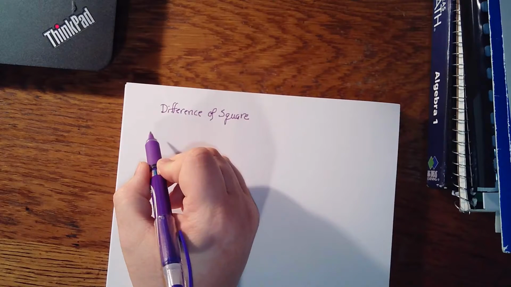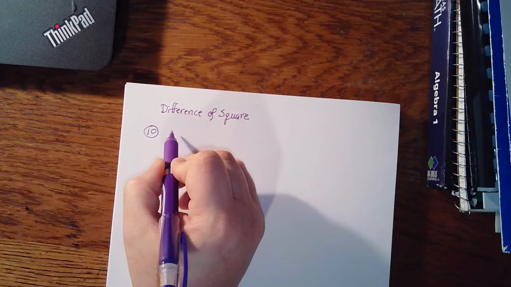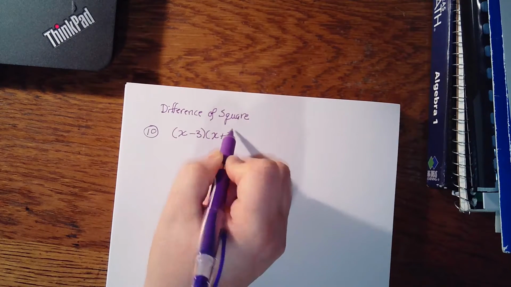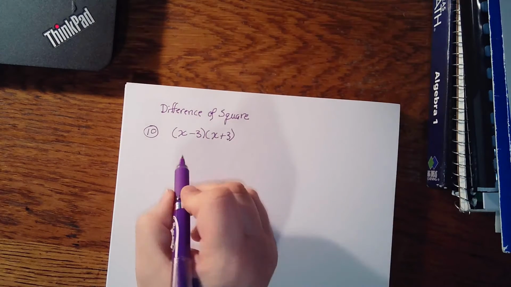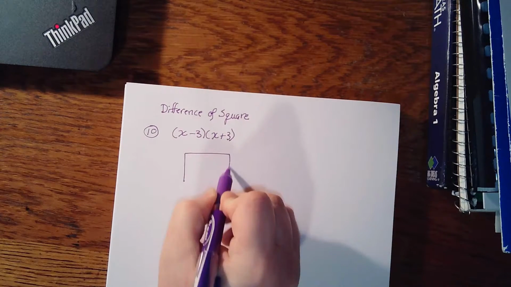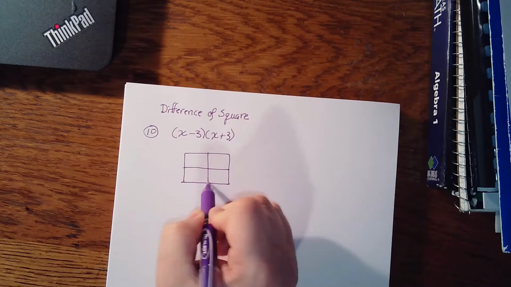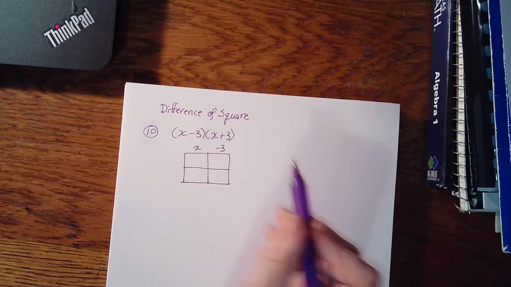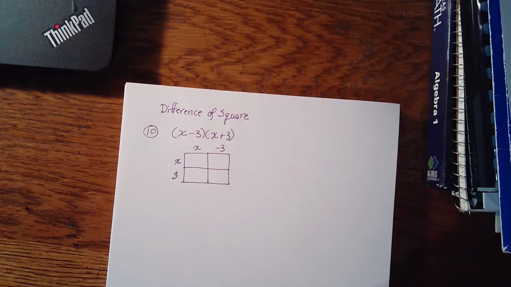So here we're going to look at number 10. Number 10 is x minus 3 and x plus 3. As you can tell, this is just a binomial times a binomial, so any of the 3 will work. Like I said, I'm going to stick with the rectangle method. I'm going to make 2 columns and 2 rows. I'll put the first one on top, which is going to have the negative 3 with it. And the second one has no negative, so I'm just going to keep it without signs.